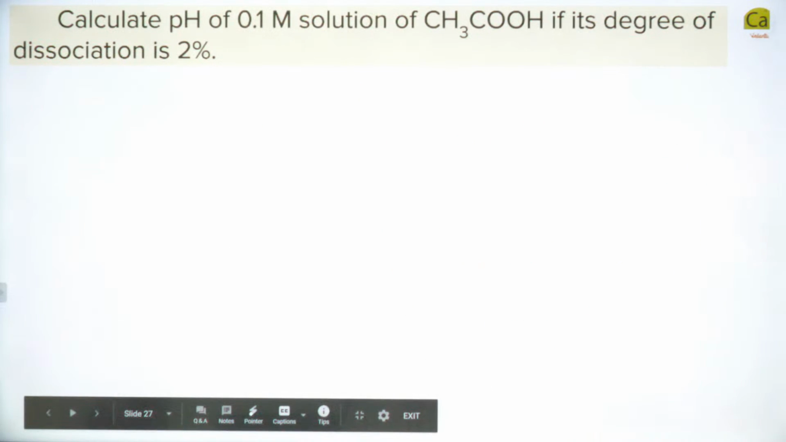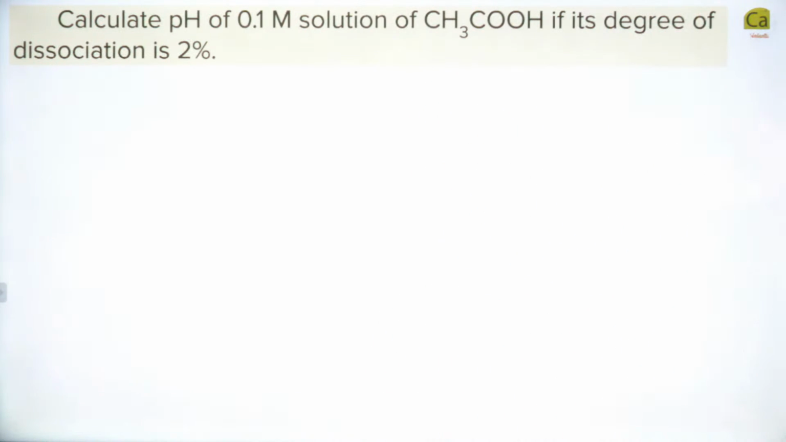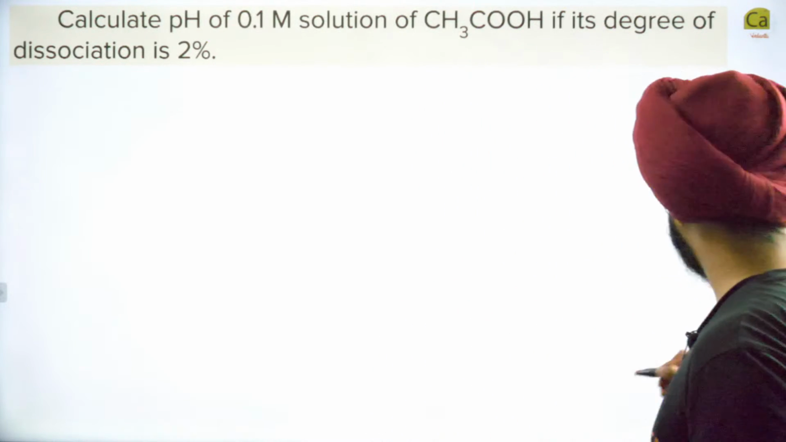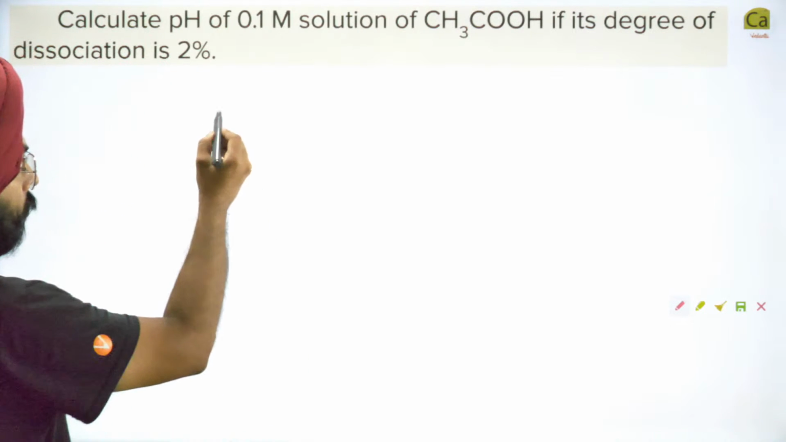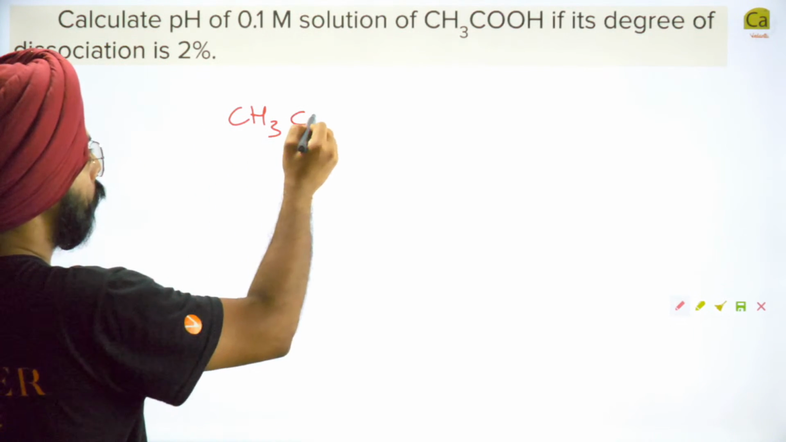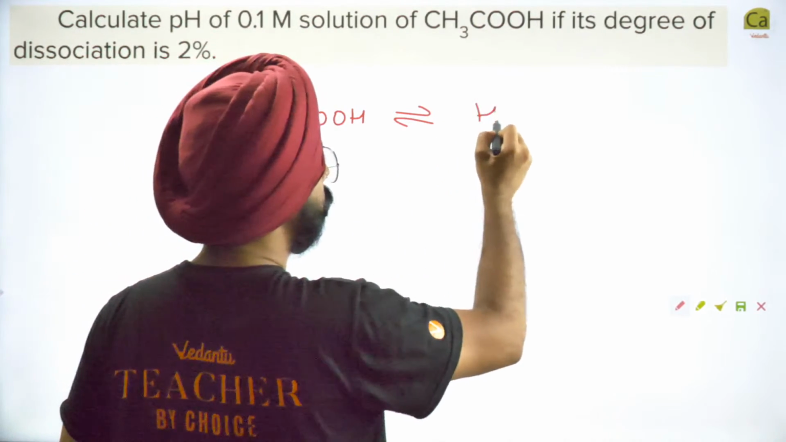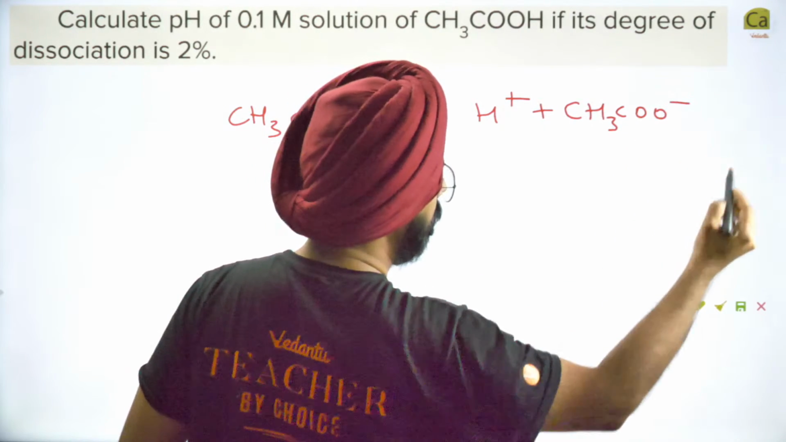Let's do this question now. Calculate the pH of 0.1 molar solution of CH3COOH if its degree of dissociation is just 2%. Let's try to do this question. Okay. तो यहाँ पे क्या होगा? You have a reaction CH3COOH which is breaking apart into H positive plus CH3COO negative.